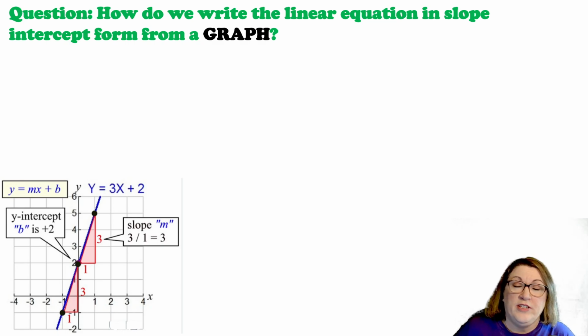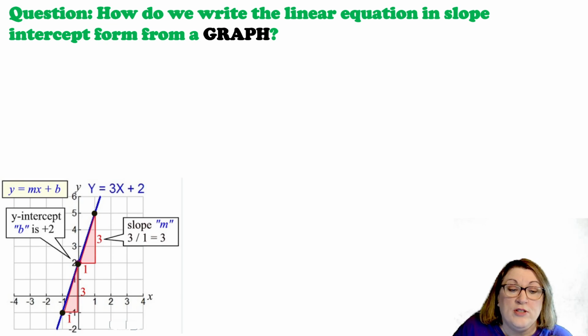We're going to show you the different representations of what you may be given on an assessment. Sometimes they show the line and you have to pull the equation from a graph. Sometimes it's a table, sometimes it's ordered pairs. So I'm going to show you different examples of however the representation appears, so you can pull that equation out in slope-intercept form.